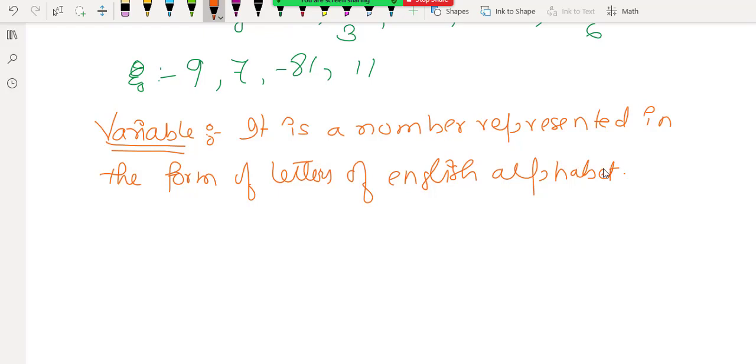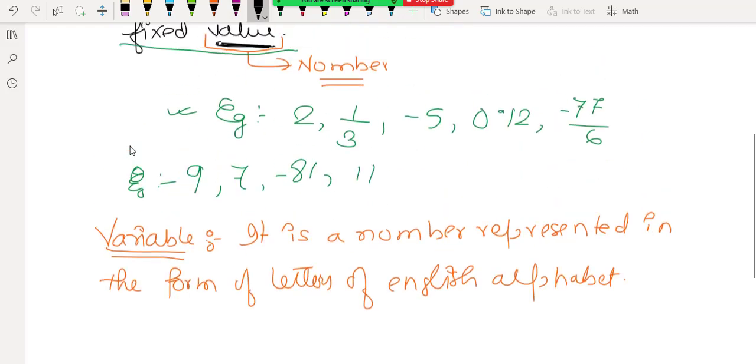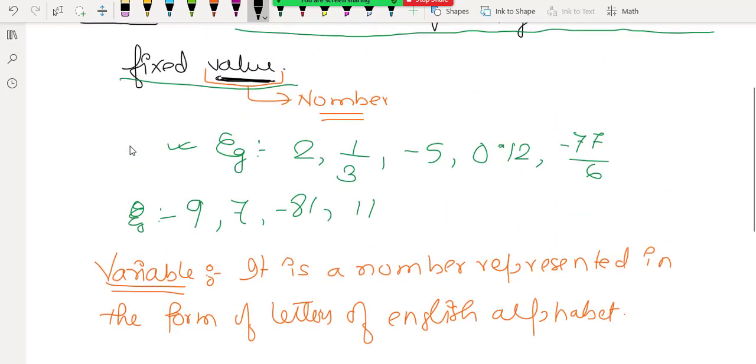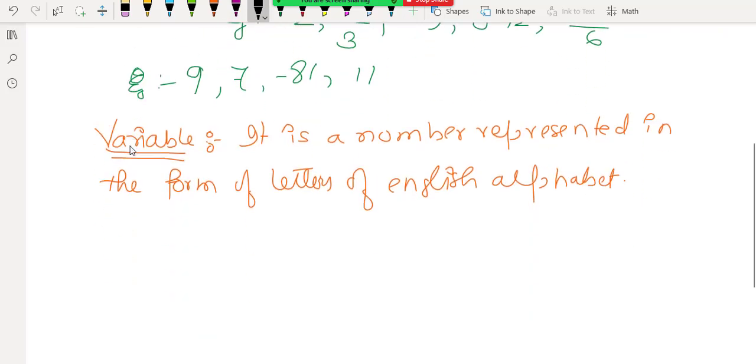ठीक है. So what is a variable? It is also a number. Okay, what is a constant? Constant क्या चीज है? Constant is also a number. Variable क्या चीज है? It is also a number. It is not an English alphabet, it is a number. ठीक है.